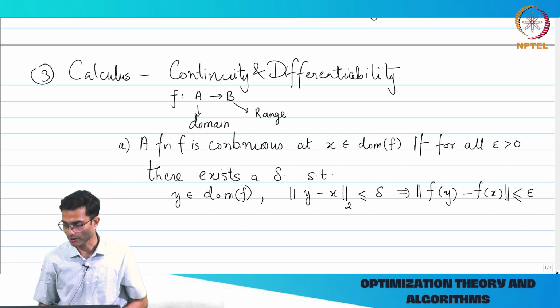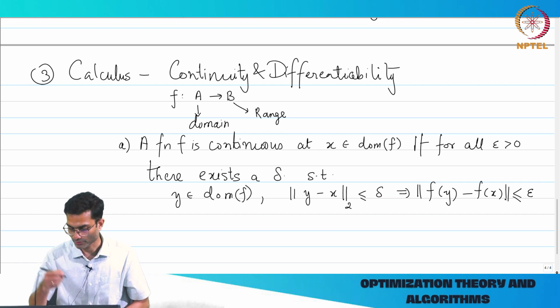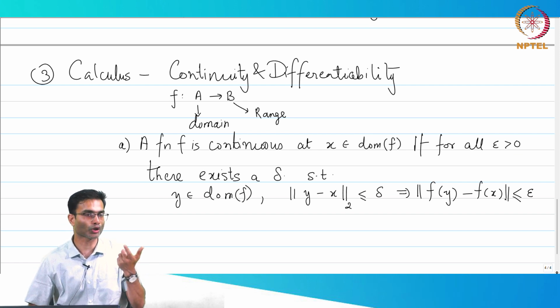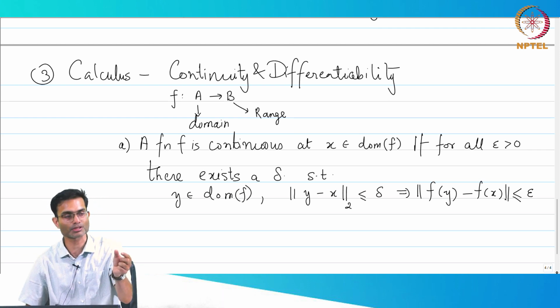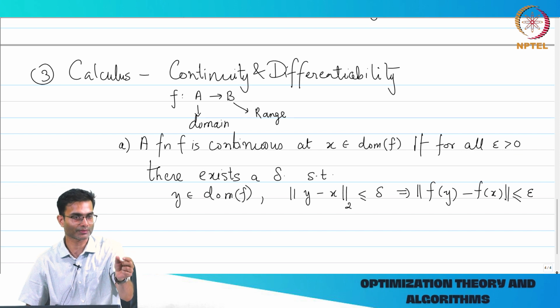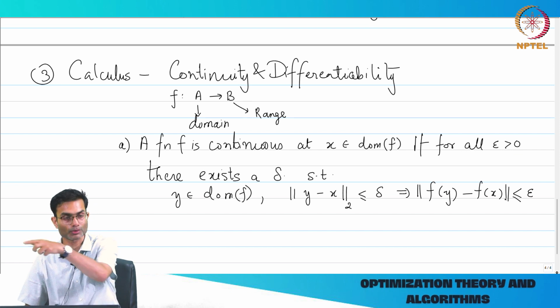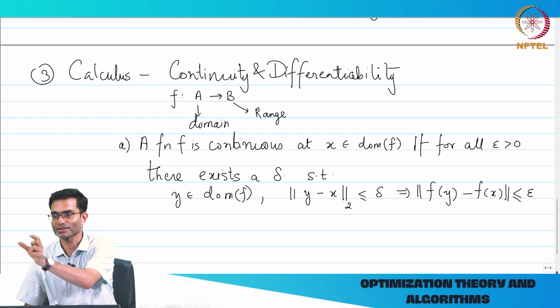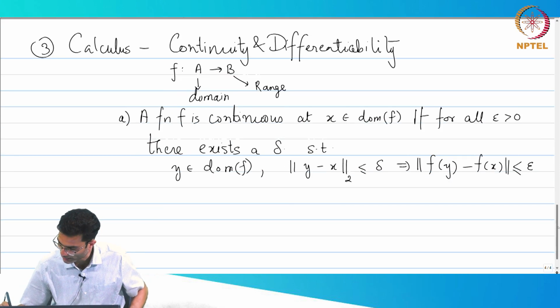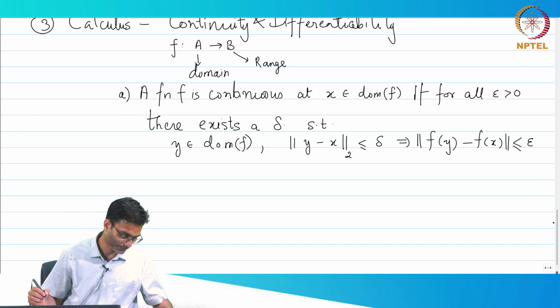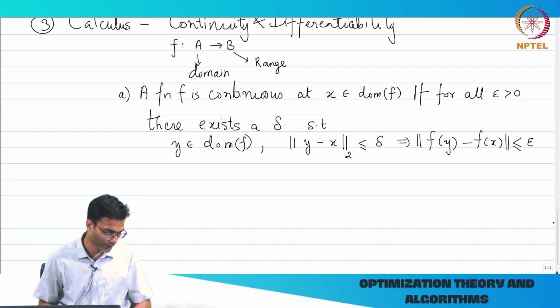So that means the norm of y minus x simply refers to the distance between 2 points. So the distance between 2 points, x and y, if it's less than delta, I should be able to map it to a distance between the function values. Okay. So this is the standard definition of continuity. Okay.